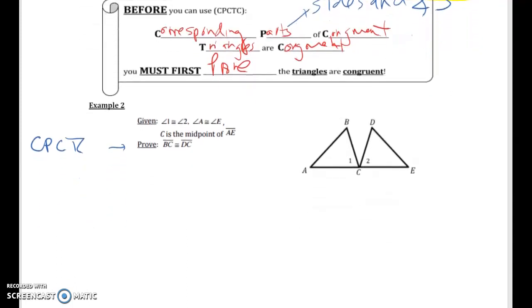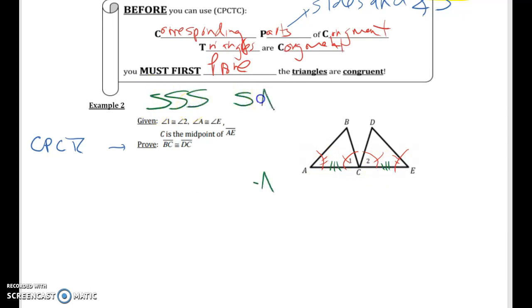Our first step is to prove the two triangles congruent, and let's annotate or mark our diagram with the given information. They gave us angle 1 is congruent to angle 2. They gave us angle A is congruent to angle E, and they told us that C is the midpoint of AE. So I know that this piece and this piece are the same.